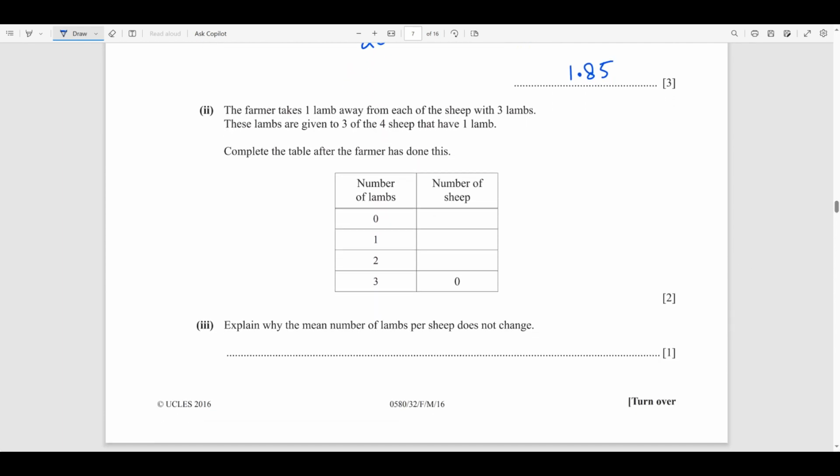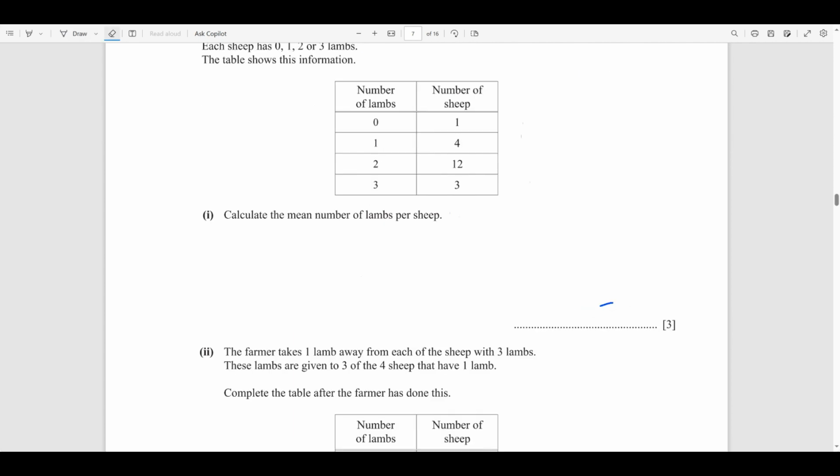Okay. Part 2, the farmer takes one lamb away from each of the sheep with three lambs. These lambs are given to three of the four sheep. Okay, that's a little complicated. Part 2 is a little complicated to explain, but I'll still try to explain it. I'm calling out sheep by numbers. So this is sheep 1, this is sheep 2, sheep 3.